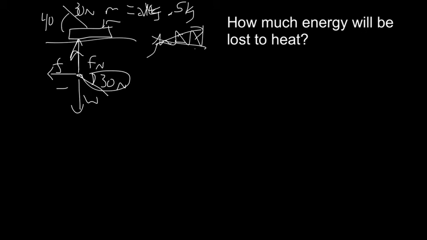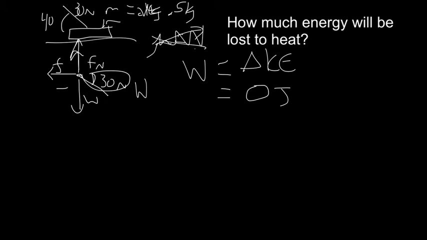And so we can solve this using work. We can say, okay, the work done is equal to the change in kinetic energy. Okay, well, since it's going to maintain a constant speed, then the change in kinetic energy is 0 joules. Which means that the work done by the push plus the work done by friction, when we add those together, they'll be equal to 0.